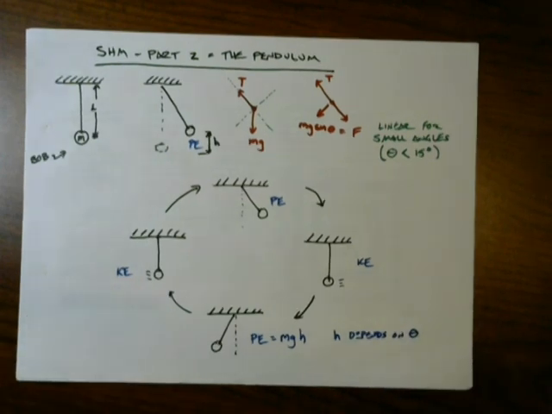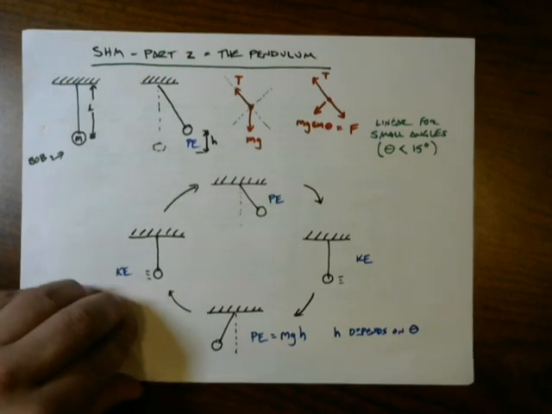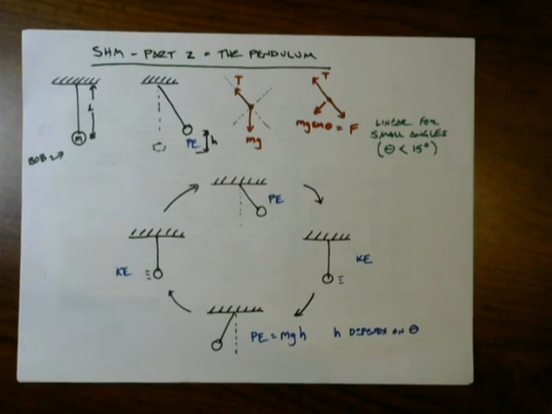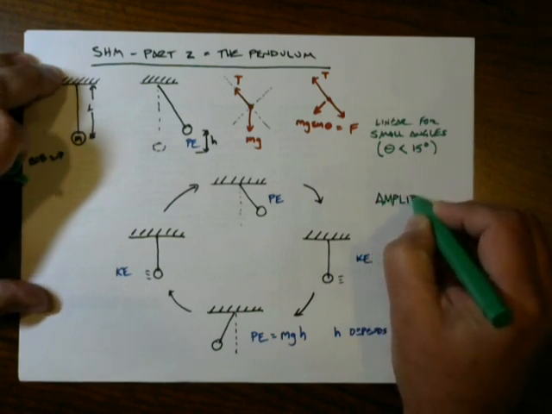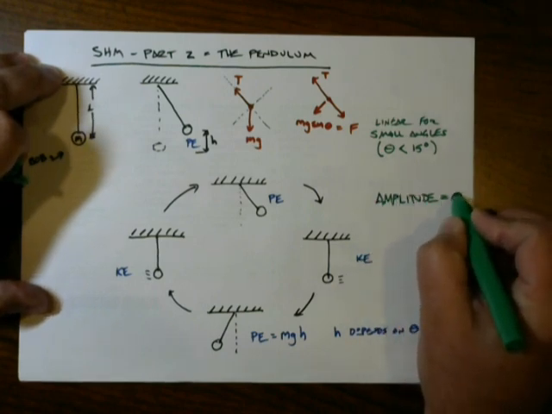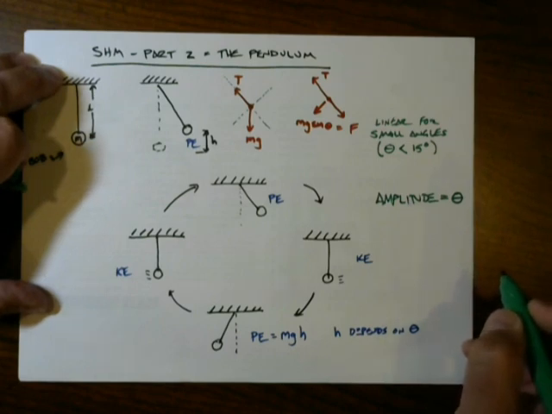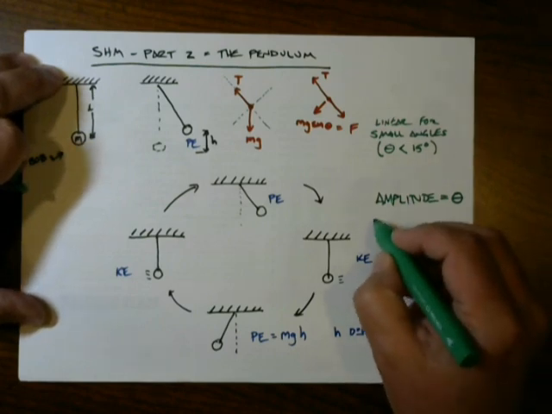So, when all is said and done, we can characterize this thing in the same way that we characterized the other one, by its amplitude, by its period, and by its frequency. So let's just think about this for a second. In this case, the amplitude, and I'll go back to the green pen here, the amplitude is going to be characterized by theta, the amount by which you pull it to the side, and amplitude is measured in theta.